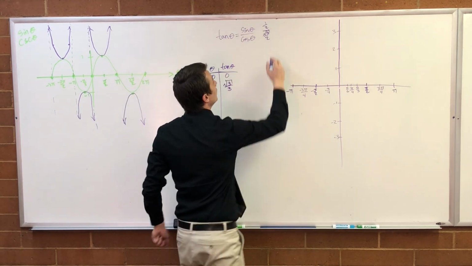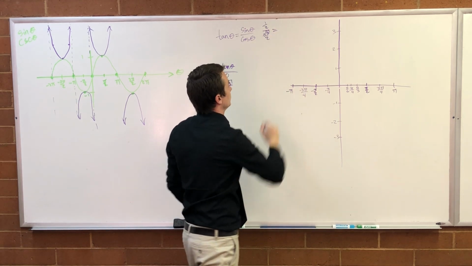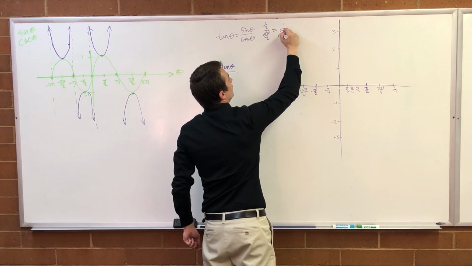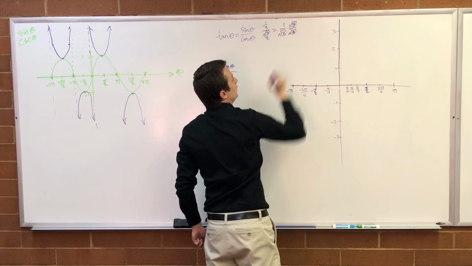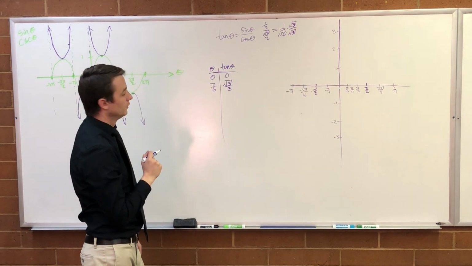Why did you times cosines by 3? Okay, let's do some algebra real quick. This is 1 over root 3. Now multiply top and bottom by root 3, which is just multiplying the whole thing by 1. Oh, I see. Okay.